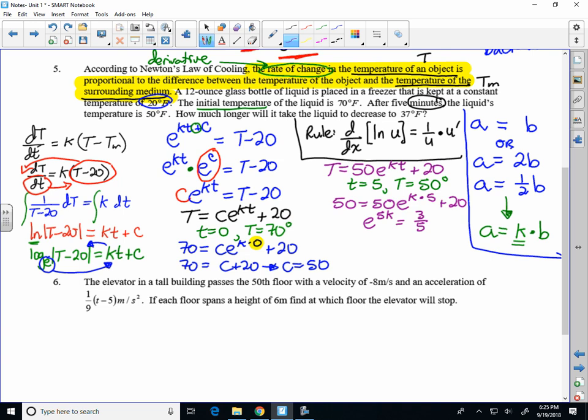All right, subtract the 20, you get 30 equals 50 times your exponential, and then divide by the 50, 30 50ths gives you 3/5. All right, so now it's getting a little bit better. I need to get k alone. Right? You have a variable trapped in an exponent.